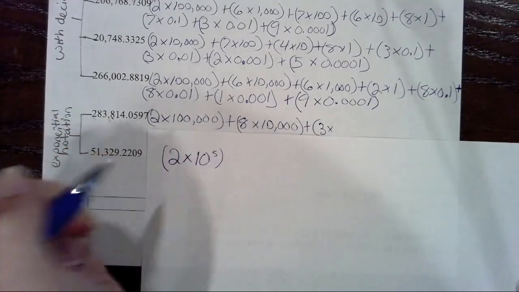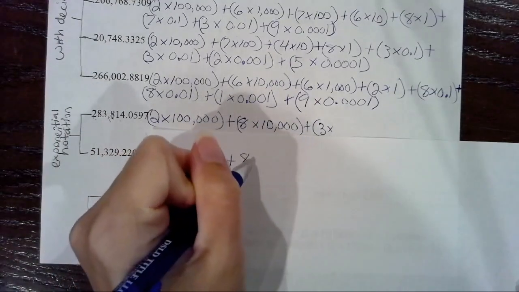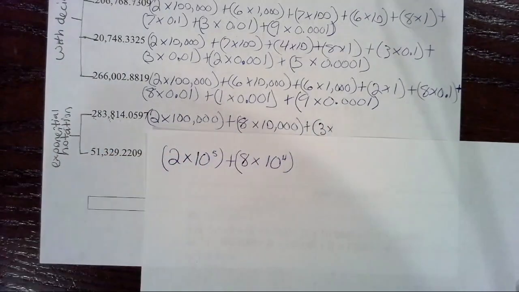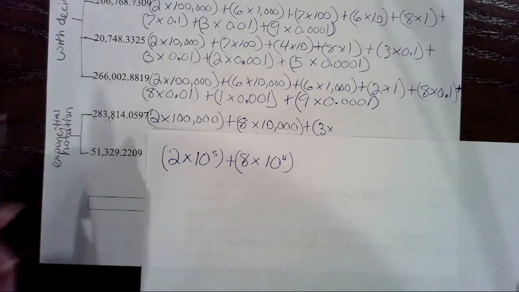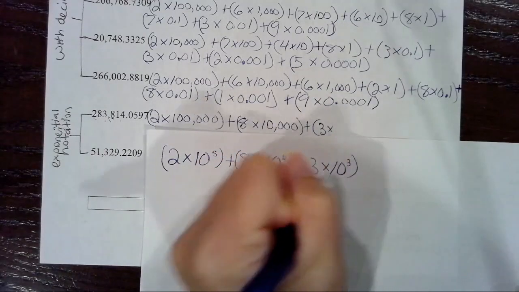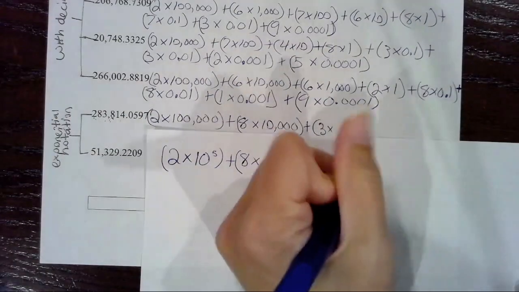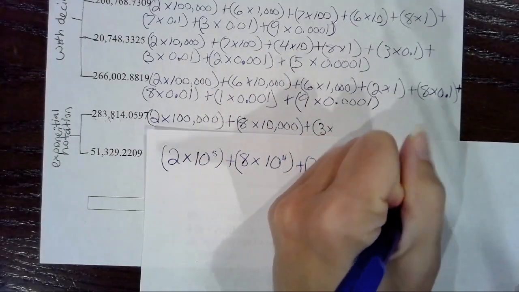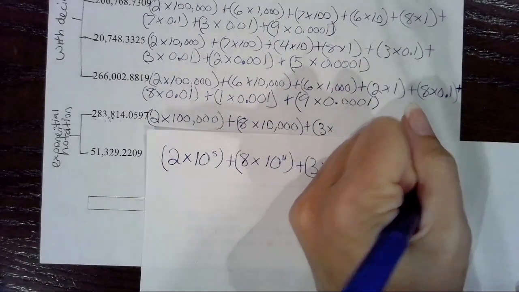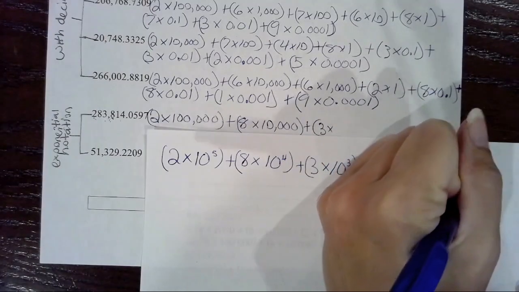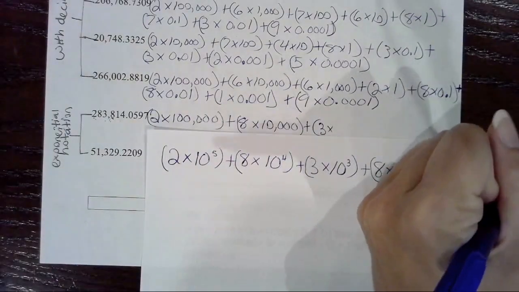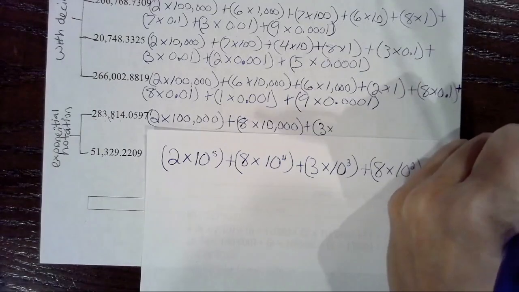The next digit is an 8, and it is in the 10,000s place. So I'm going to write 10 to the 4th power, because 10 to the 4th power is 10,000. The next digit is a 3 in the thousands place. So that is 3 times 10 to the 3rd power. The next digit is an 8 in the hundreds place. That's 8 times 10 to the 2nd power. The next digit is a 1 in the tens place. So that's 1 times 10 to the 1st power. The next digit is a 4 in the ones place. So that's 4 times 10 to the 0 power.